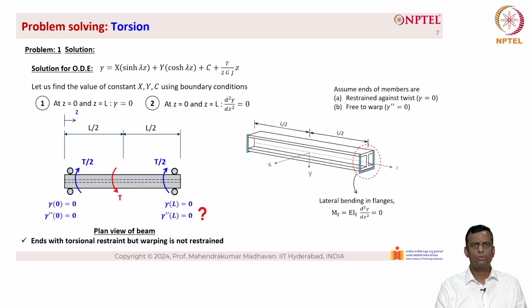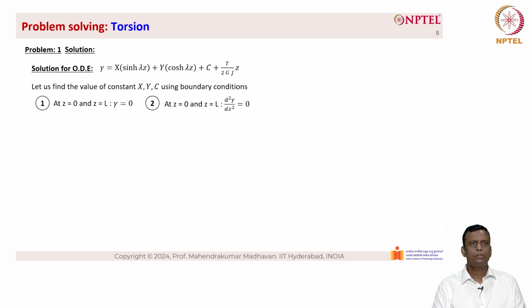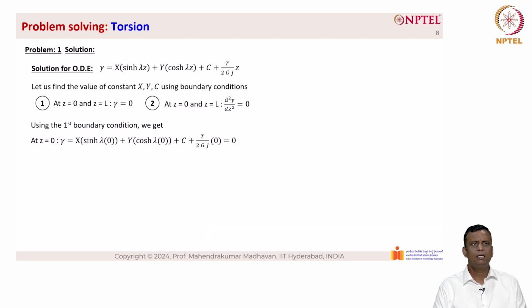Similarly, the boundary condition 2 is given as at z equal to 0 and z equal to L, d square gamma by dz square is equal to 0. So using the first boundary condition, we get at z equal to 0, gamma equal to x into sinh into lambda of 0 plus y into cosh into lambda of 0 plus c plus T by 2GJ into 0 is equal to 0. Sinh into lambda of 0 equal to 0, and the fourth term T by 2GJ into 0 is also equal to 0. So we have y plus c equal to 0 because cosh 0 is equal to 1. So we have y plus c equal to 0.